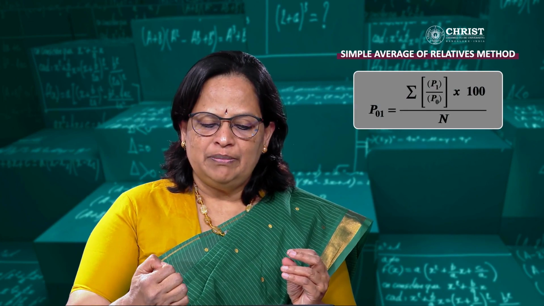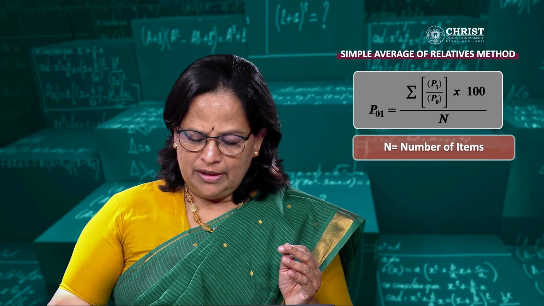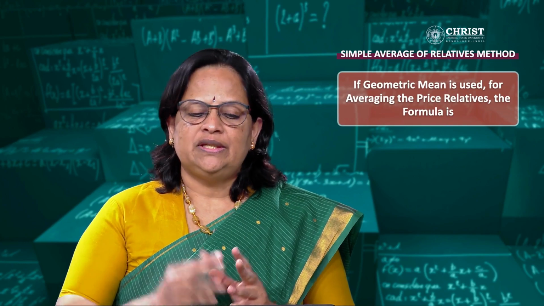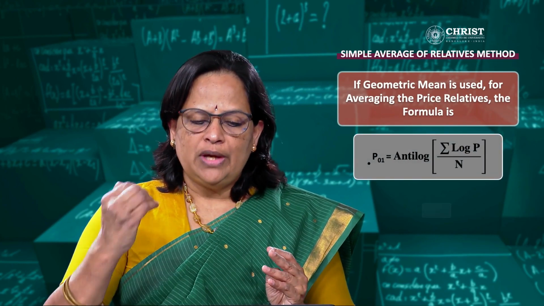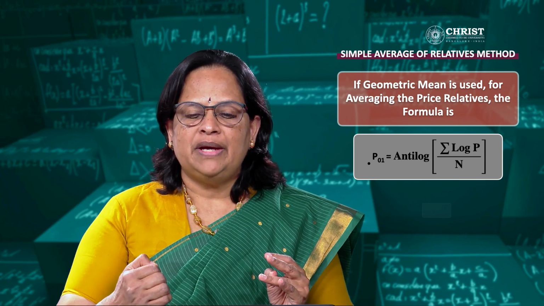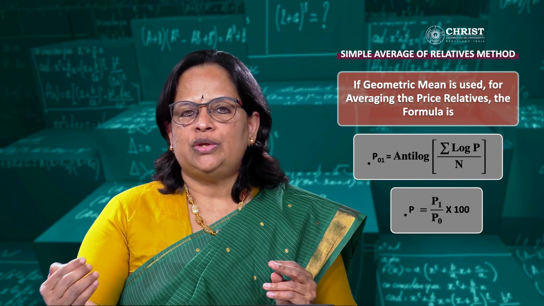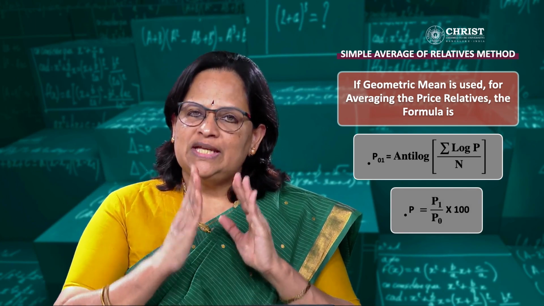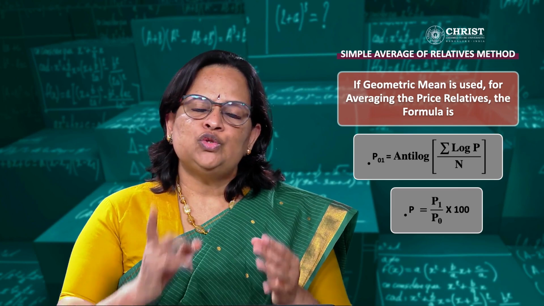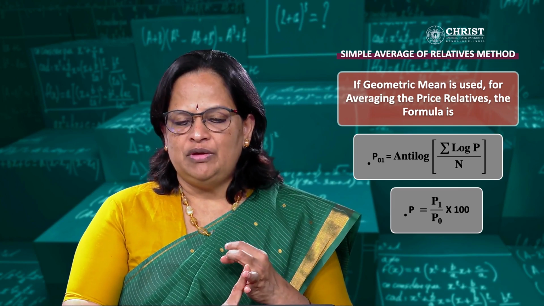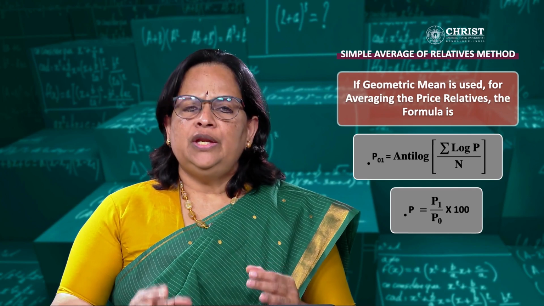If arithmetic mean is used, the formula is P01 is equal to sigma of (P1 divided by P0 into 100), the whole divided by n. N denotes the number of items. Now, if geometric mean is used for averaging the price relatives, the formula is P01 is equal to anti-log of sigma log P divided by n, where P, the price relative, is P1 divided by P0 into 100. And price relatives, as I already mentioned, are calculated for all values whether we are using arithmetic mean or geometric mean for computation.